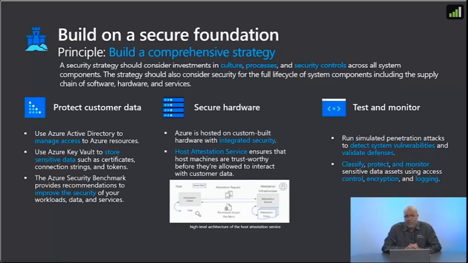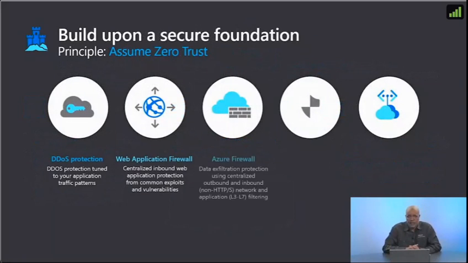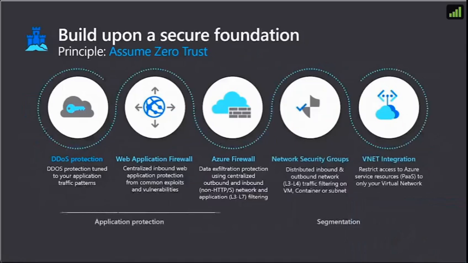Let's discuss the principle of assuming zero trust. So this principle is assuming zero trust. You want to protect your Azure service resources from the internet by allowing access only to your virtual network. In terms of your virtual network, the kinds of attacks you want to protect against, we have several services that are available to protect against those specific kinds of attacks.